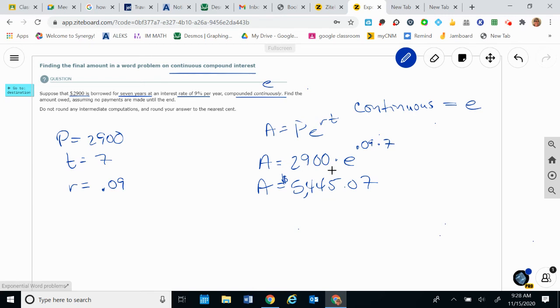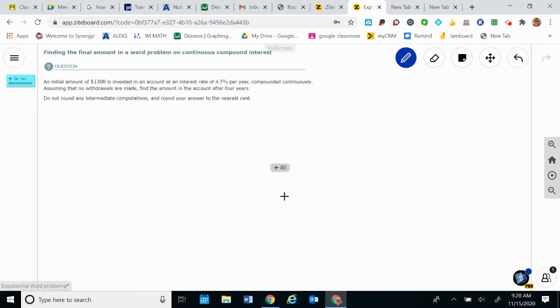So look, you guys, look at this. In 7 years, you're almost doubling the amount. 29 is 58. Yeah, you borrow 2,900, and by the end of 7 years, you actually owe them almost twice as much. Isn't that crazy? That's why low interest rates are really important. All right, let's try again.